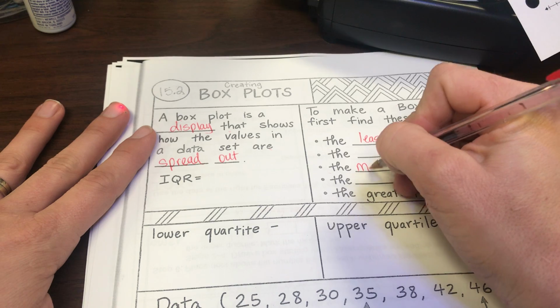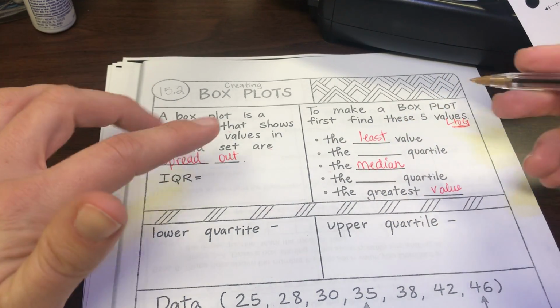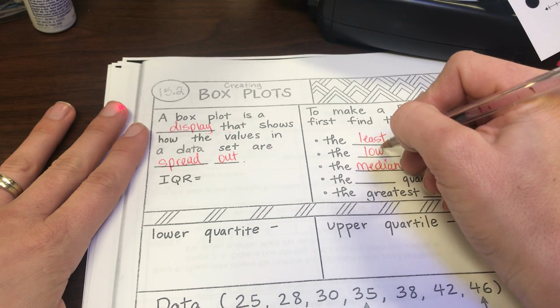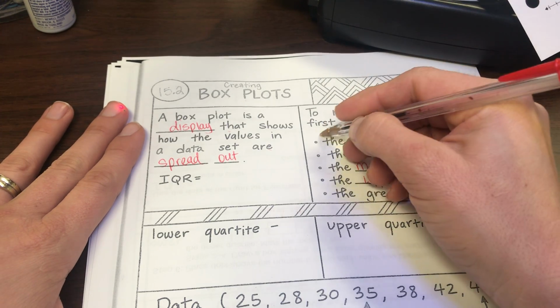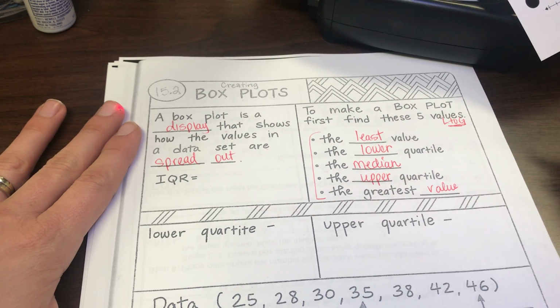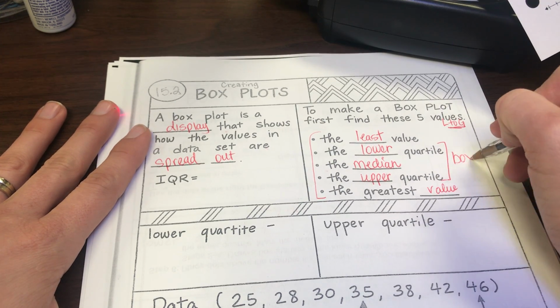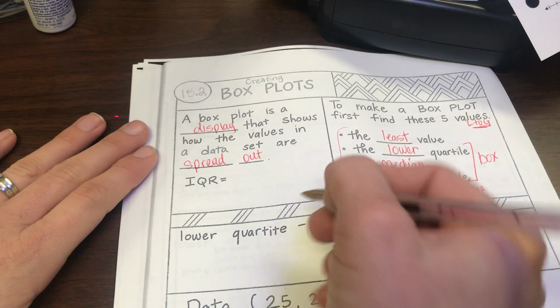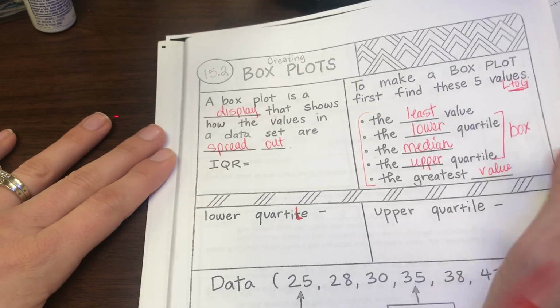Then you're going to find the median, and we've all done that. We mark it out until you find the middle number. Then you're going to find the lower quartile and the upper quartile. Those 5 numbers make up your box plot. These 3 numbers make up the actual box part of your box plot. So change this to an L, the lower quartile.